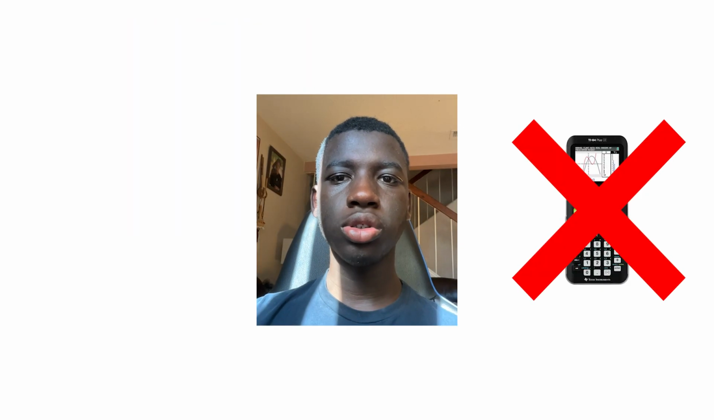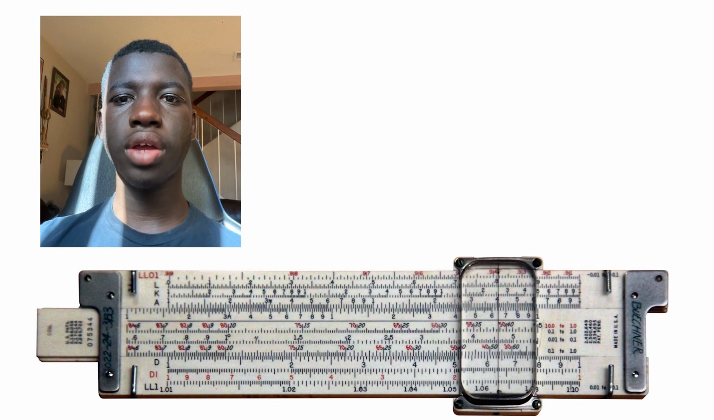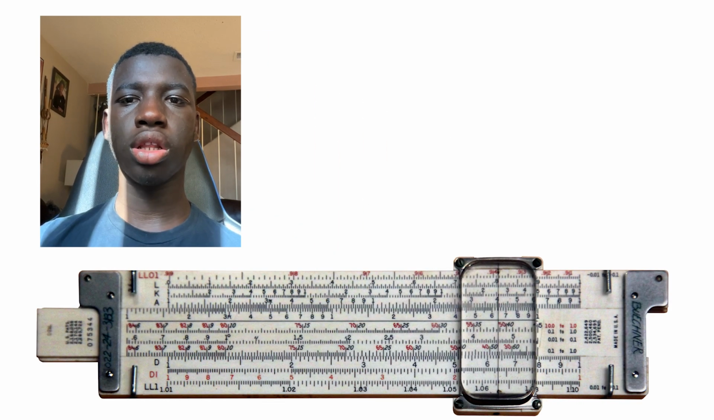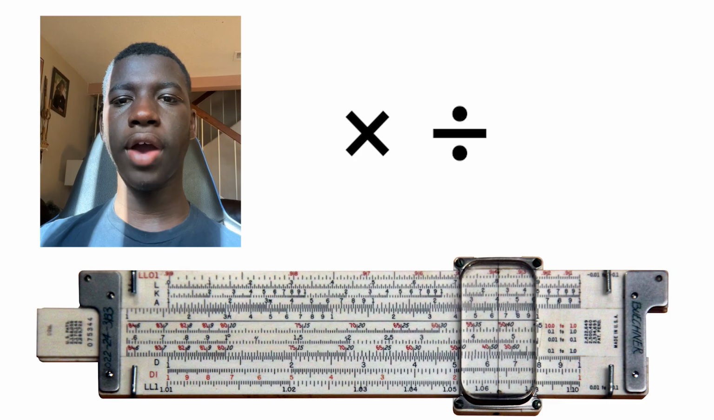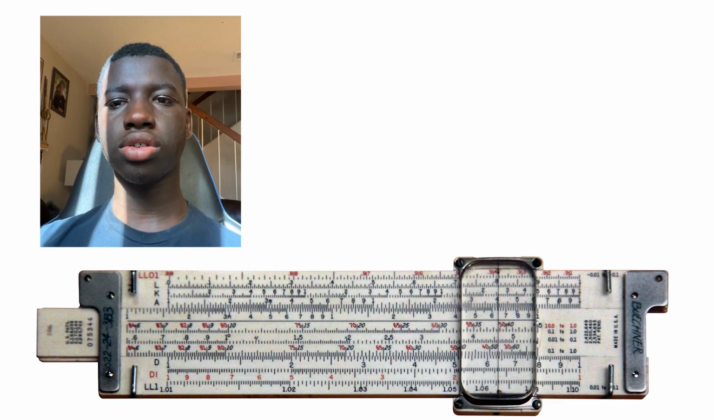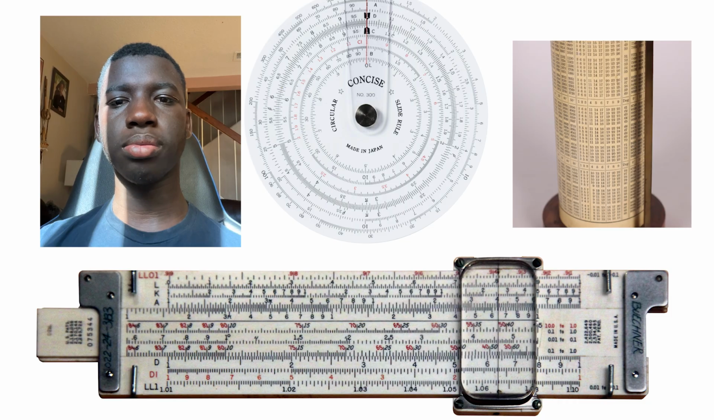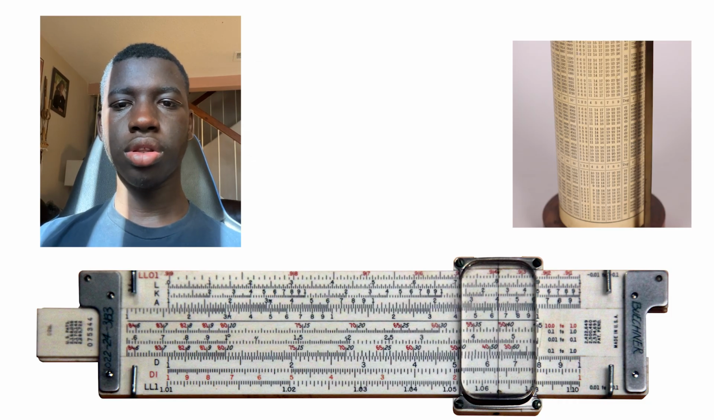Before calculators, people still had to do complex math, so they used slide rules. These are mechanical tools based on logarithms that let you multiply, divide, and find roots just by sliding scales together. They didn't give you exact answers, but they were fast and accurate, good enough for engineering, science, and even space travel. Slide rules came in rectangular, circular, and cylindrical forms. Rectangular ones were the most common, while cylindrical ones allowed for the most precision.